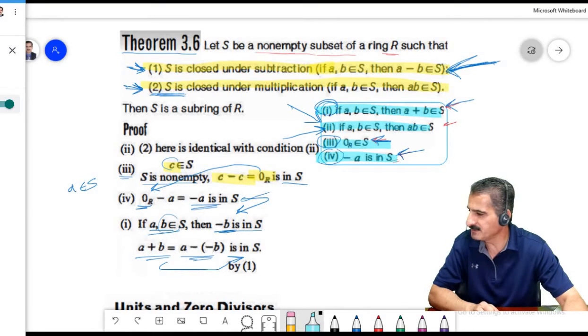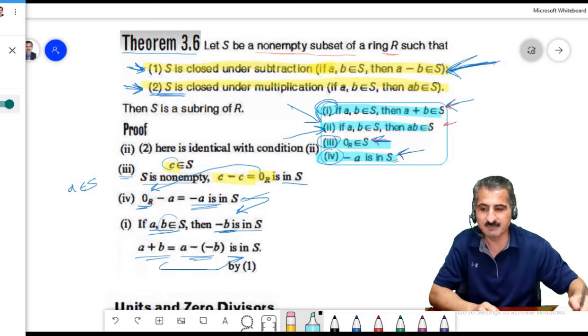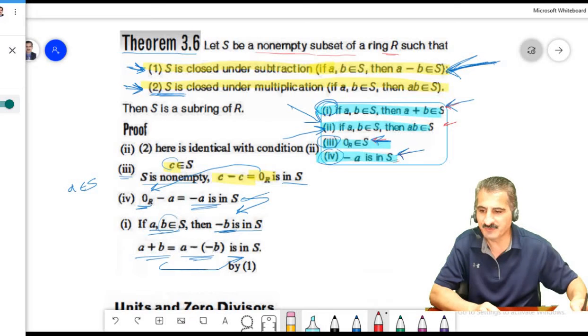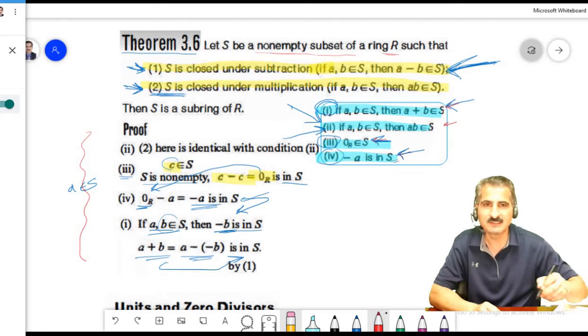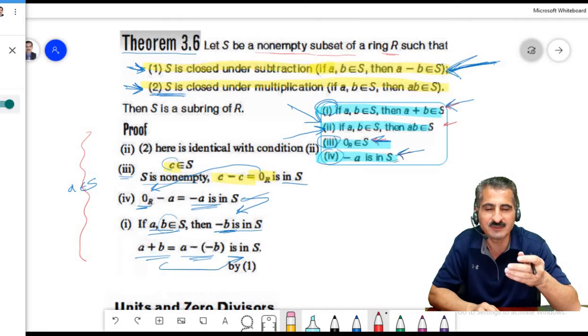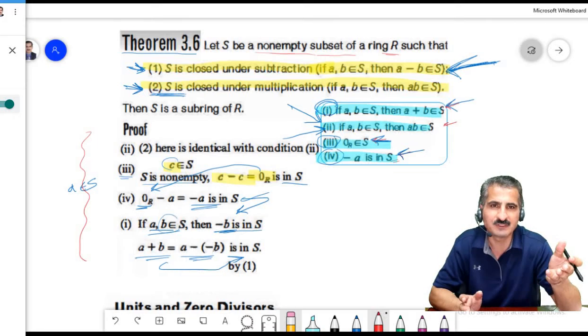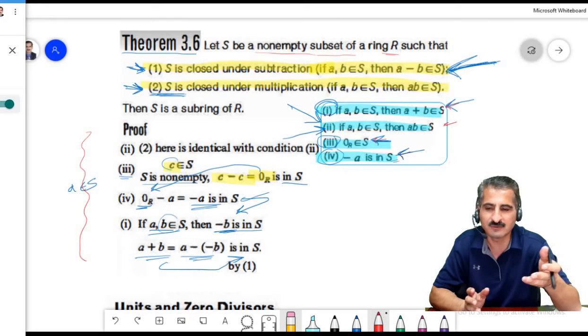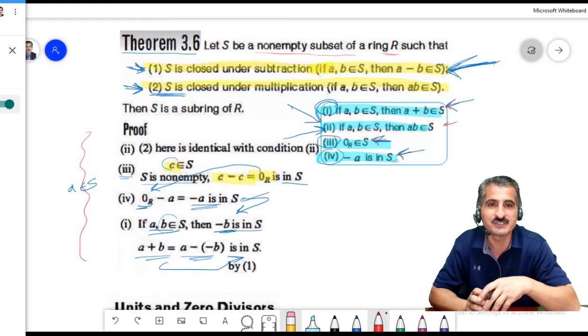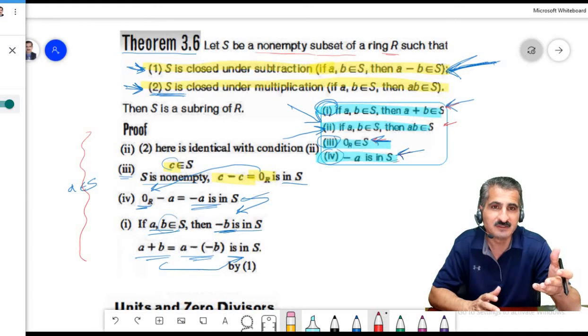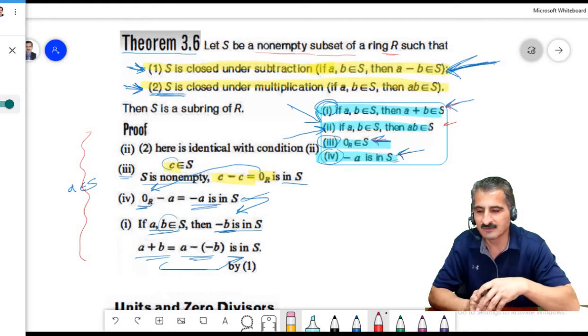Now, we will not be able to prove this theorem this way unless we proved the theorem we have seen already, that it deals with some manipulation or arithmetic concerning the negative sign, which is a notation for us for the additive identity. Okay.